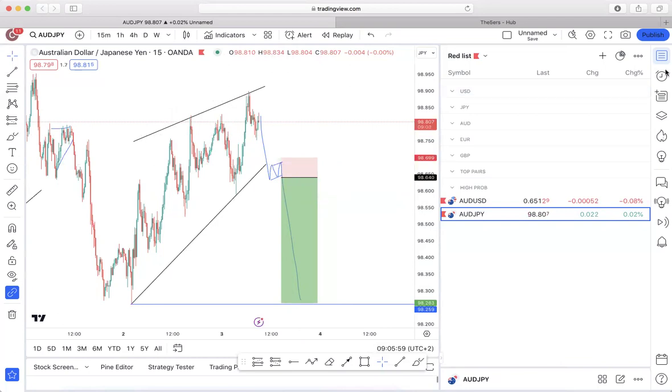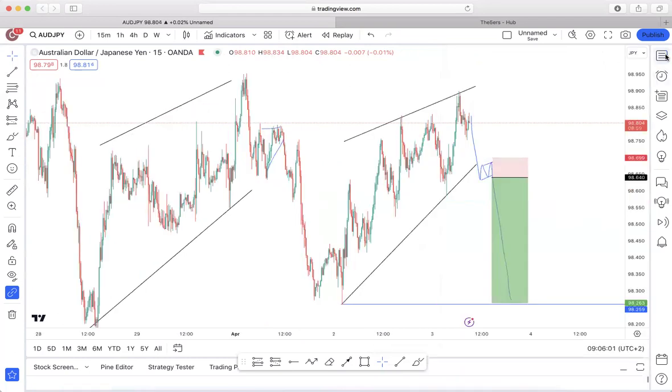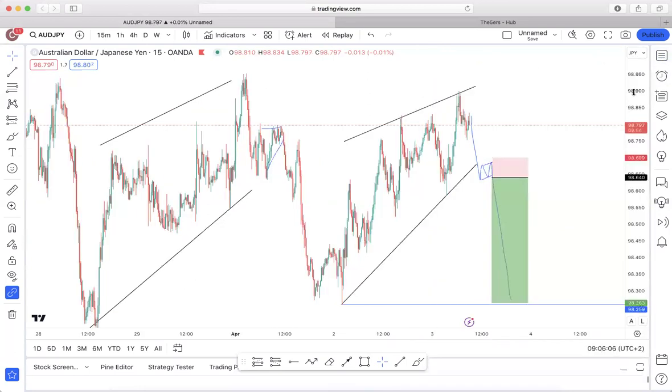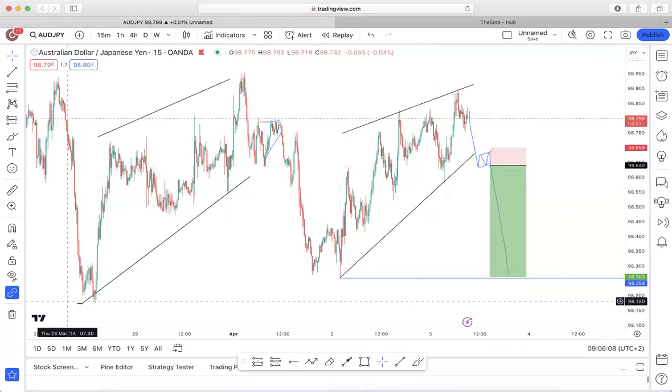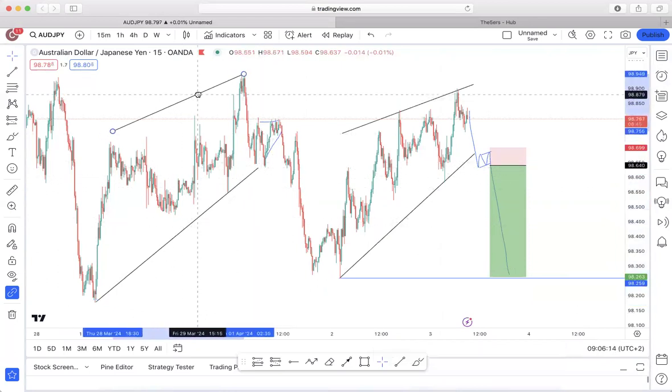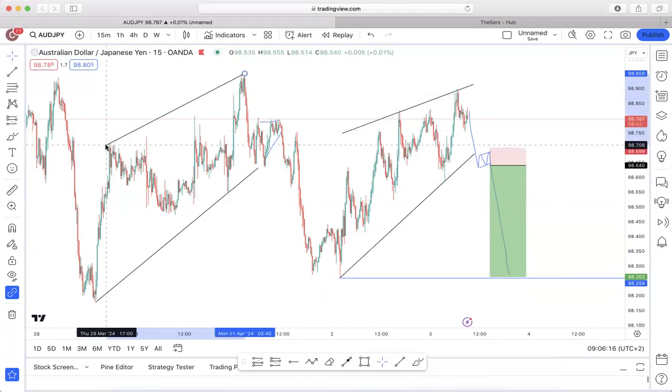So that is a small tip there. Whenever we're having two pairs that involve the same currency and they're both giving you an entry at the same time, always pick the cleanest one that aligns most with your trading plan. Now, it doesn't mean that the one you chose is going to be more profitable than the other one. No, it just simply means that you're choosing the pair that aligns mostly with your trading plan.